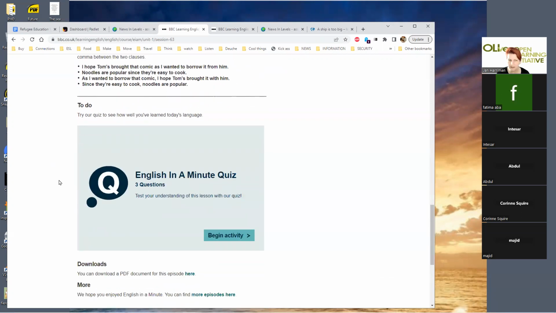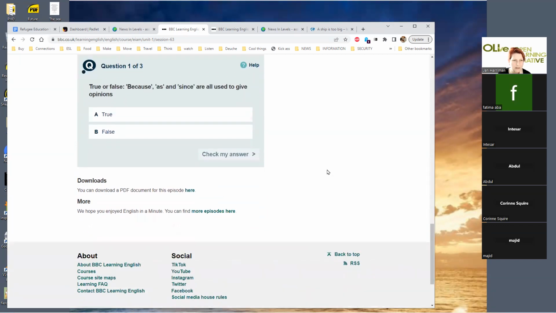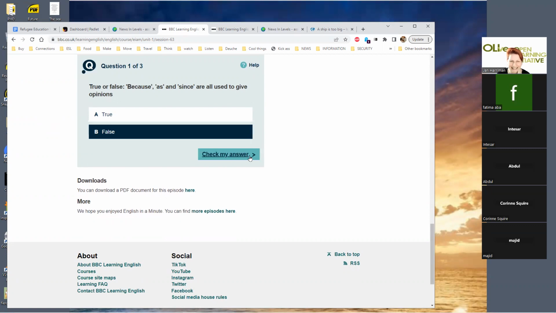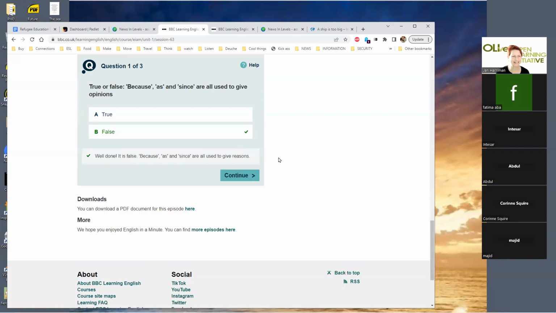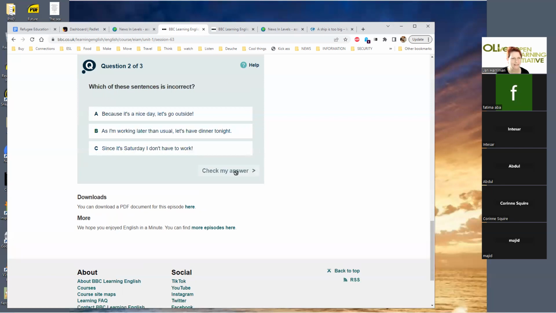Shall we do the quiz? I don't know if anyone's been to these. I always put in the link for these, but there's also a quiz at the bottom that we can do. So why don't we find out? True or false? Because, as, and since are used to give opinions? No, false. Yes, exactly. Does everyone agree? Yes. It's not an opinion. What is it giving? Reasons. Exactly. There we go.